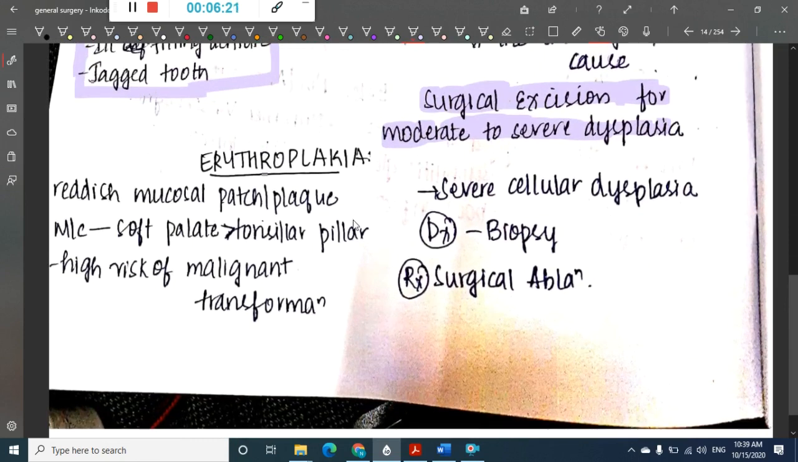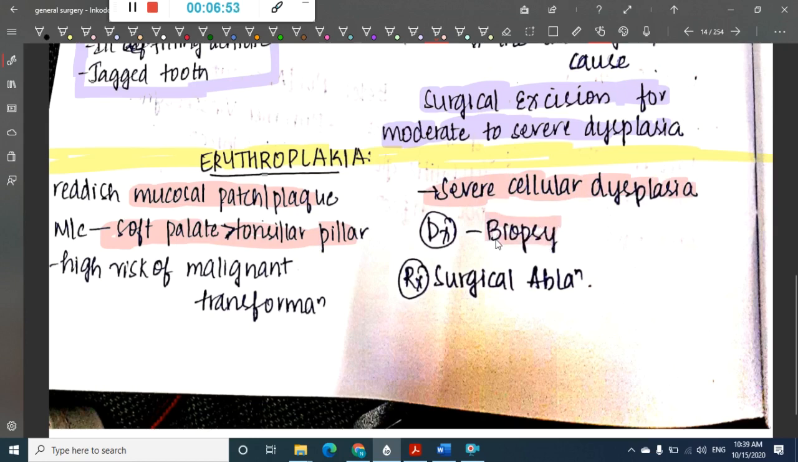Then we have something called erythroplakia, which is also a high risk lesion. Erythroplakia is a high risk malignant lesion. In erythroplakia we see presence of reddish mucosal plaque. Erythroplakia is most commonly seen in the soft palate, more commonly than the tonsillar pillar. It causes severe cellular dysplasia.